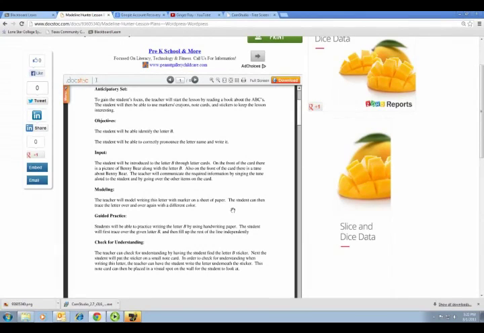I see that you're singing it to the student and going over the other items on the card, but how are you doing this? Are you doing this in groups? Are you doing it to the whole class? Are you doing it student by student? These are all things that I don't know because you did not put them here, or the student who's writing this did not put them here. All right, modeling: the teacher will model writing this letter with a marker on a sheet of paper.